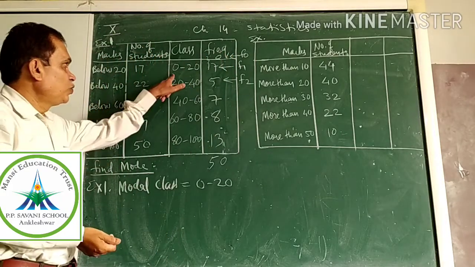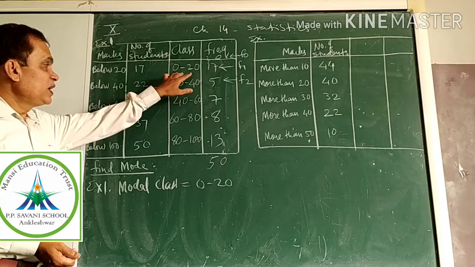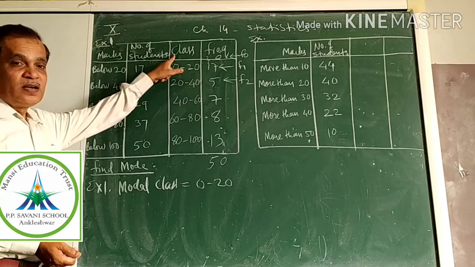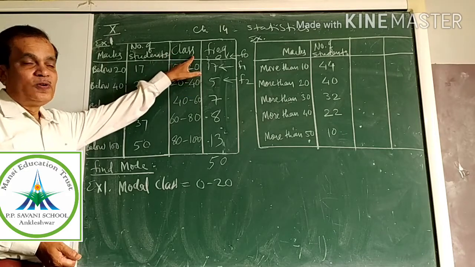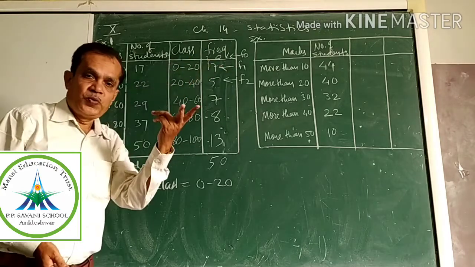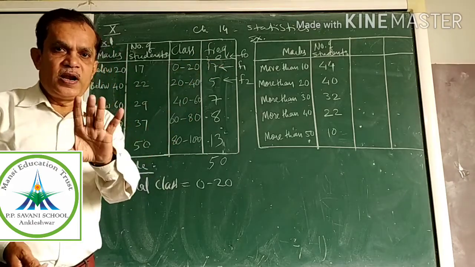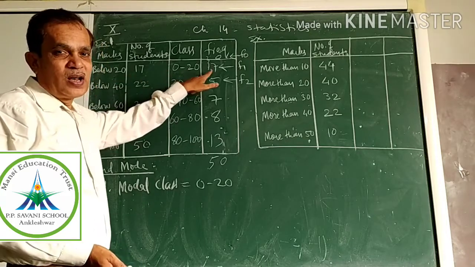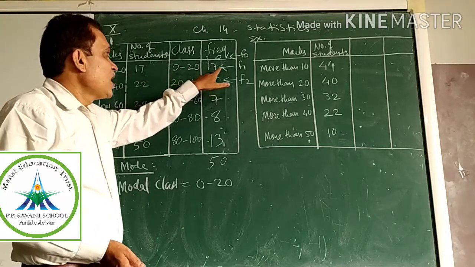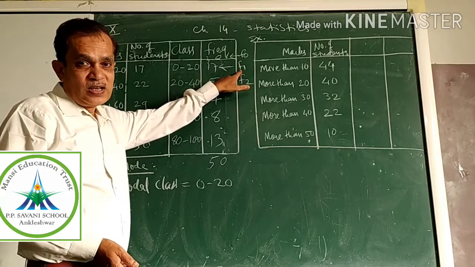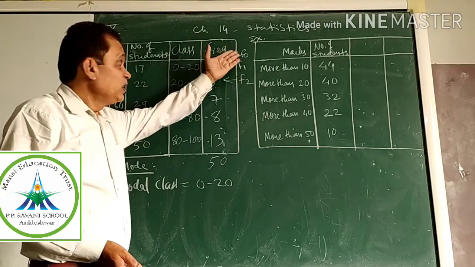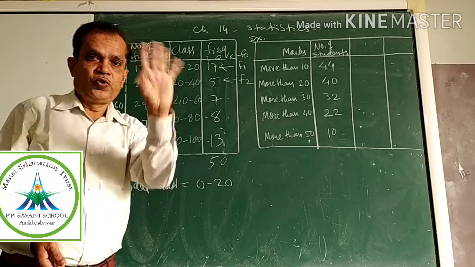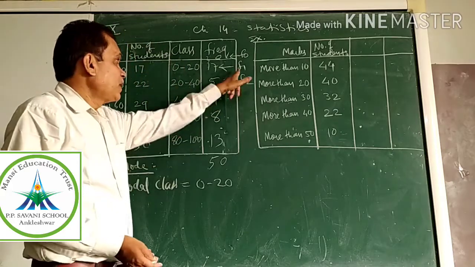If I write 0 to 20, then below this, definitely I will write minus 20 to 0. So up to that, no one is there, 0. Is it clear, students? If it appears like this, the first class is the model class, very good. F1, that is the model class. Before F1, there is nothing, so F0 is 0. Clear? Then after this, F2.